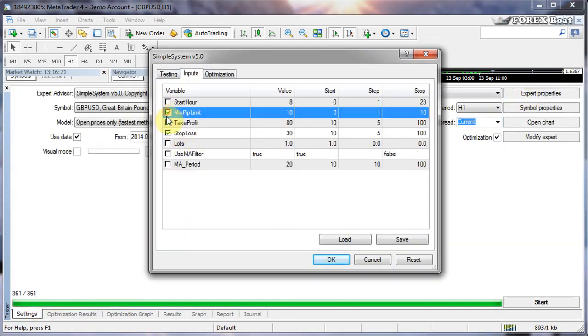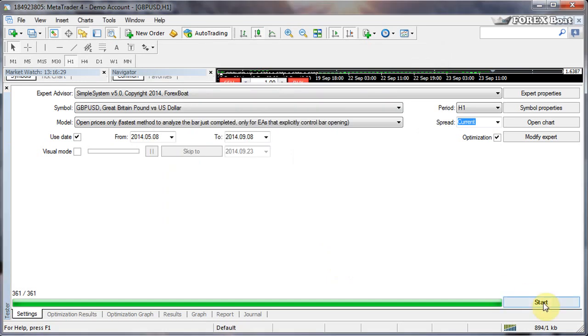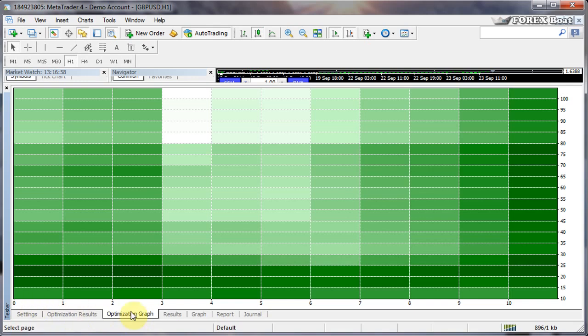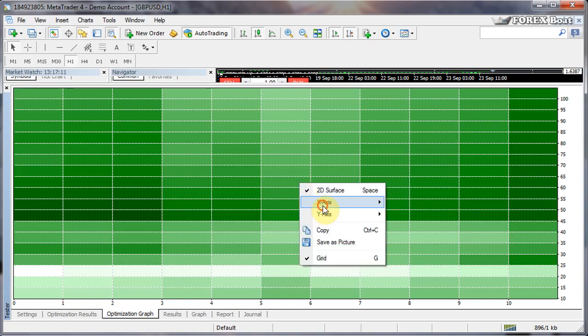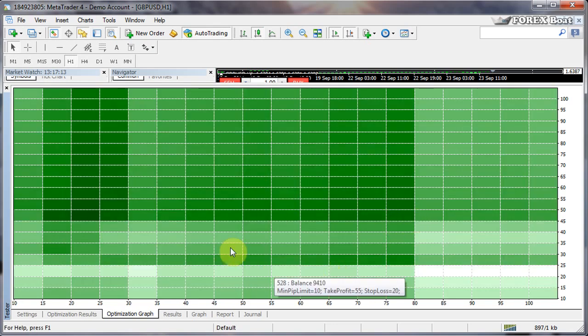So let's add the min pip limit into this mix, and let's optimize it between 0 and 10 with a step of 1. We'll click OK and we'll click start. This did take a little bit longer because we do have a bit more backtests that had to be run. But now if you go to the optimization chart, you'll see at the bottom a different axis, and that's because the x-axis is now the min pip limit and the y-axis is the take profit. So let's return the y-axis to stop loss, which we're used to, and the x-axis to take profit. And once again we see a similar picture.